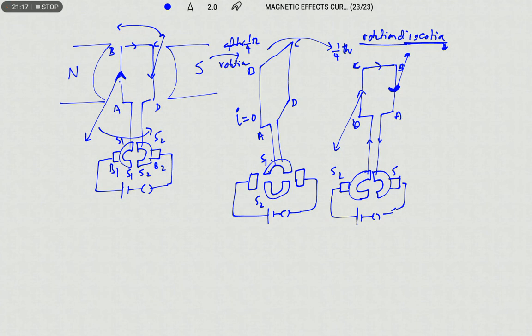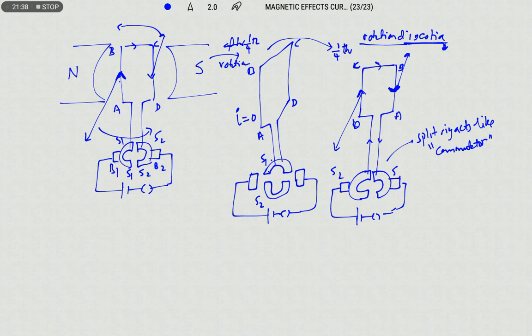That means the split rings act like a commutator. What is meant by commutator? A commutator is nothing but a device which changes the direction of flow of the current.